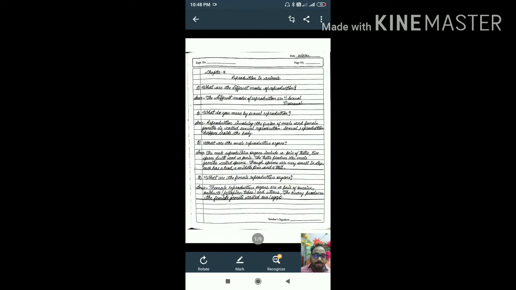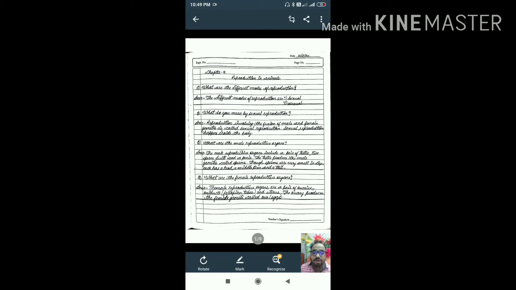the different modes of reproduction are sexual and asexual. Reproduction involving the fusion of male and female gametes is called sexual reproduction, and it happens inside the body. Then the male reproductive organs: you have a pair of testes, you have two sperm ducts, you have a penis. The testes produce the male gametes called sperms. The sperms have a head and a tail.